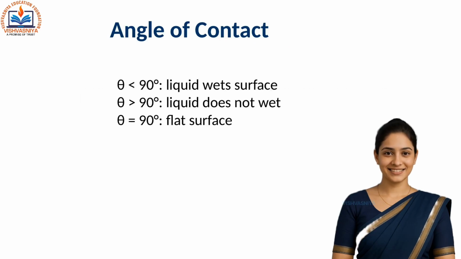Angle of contact. This is the angle between the liquid surface and solid surface at their contact point. Less than 90 degrees, liquid wets the surface. More than 90 degrees, liquid does not wet. Equal to 90 degrees, surface remains flat.